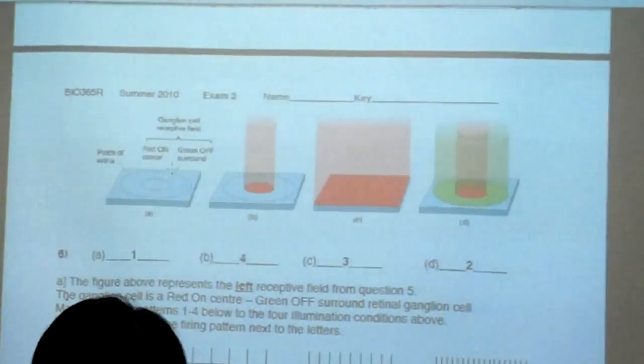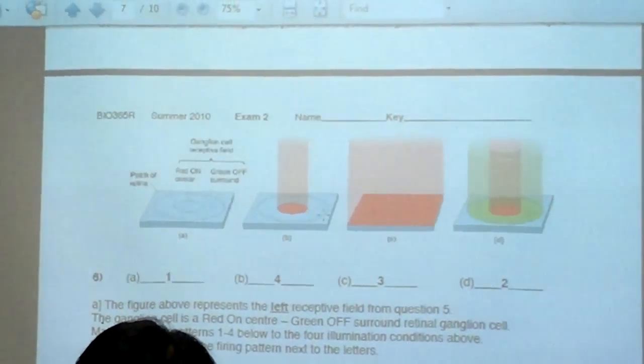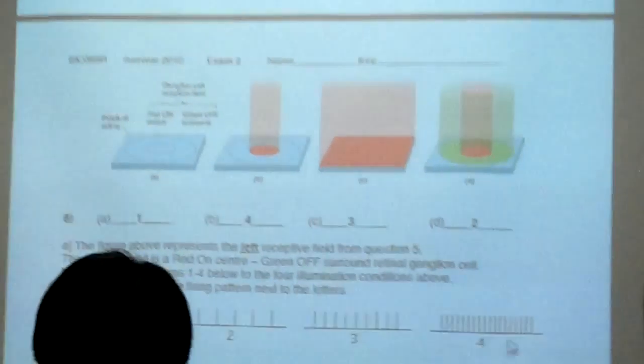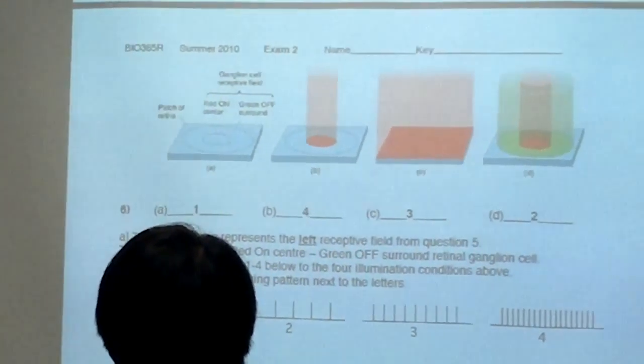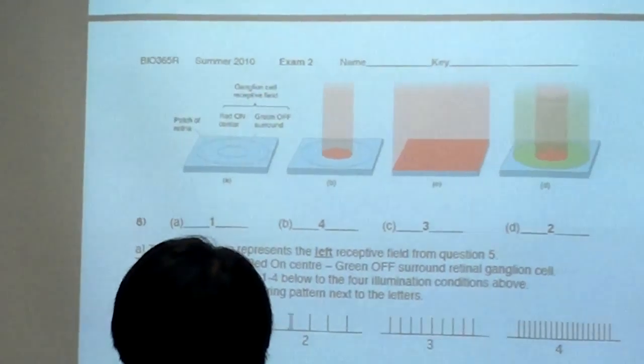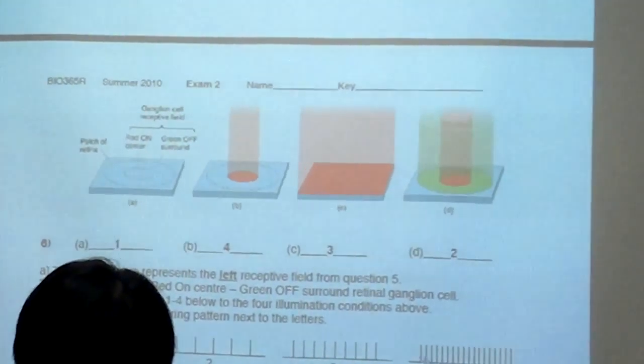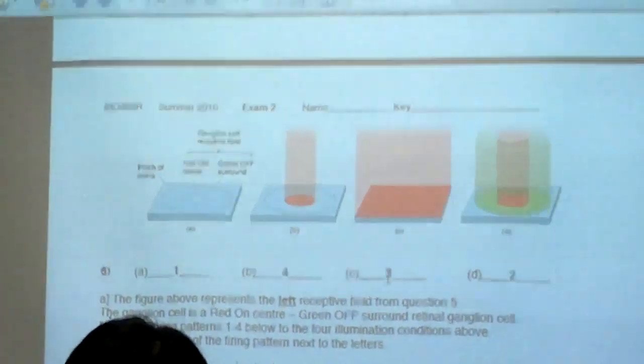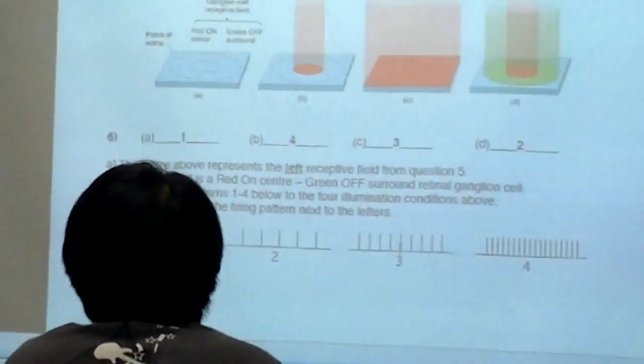If you have a red-green center-surround setup with red on center and green off surround, activating the red is going to be your maximum stimulation. Number one is just baseline firing. Number four is going to be maximal firing. If you have red going everywhere, that's going to be less than maximal because of your center.